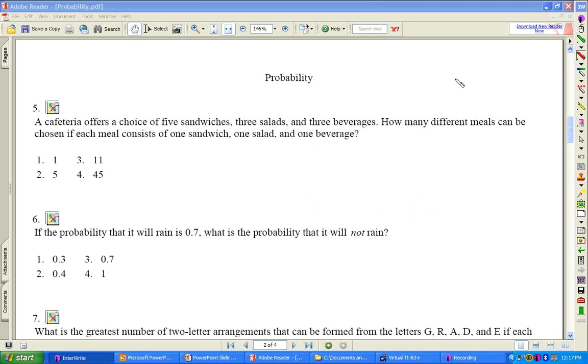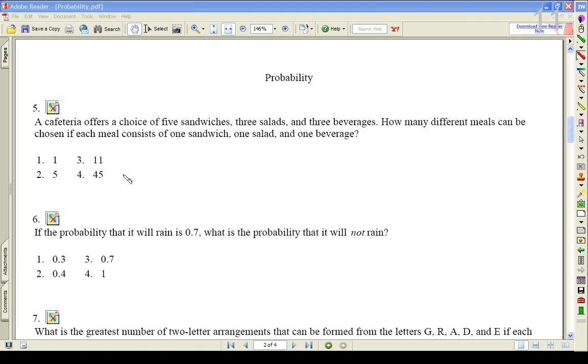Alright, question number 5 deals with the fundamental counting principle of mathematics. The fundamental counting principle of mathematics is a fairly simple, easy tool to use. It's all about finding the number of choices you have. Here it says I have 5 sandwiches, 3 salads, and 3 beverages. How many different meals can be chosen of 1 sandwich, 1 salad, and 1 beverage?